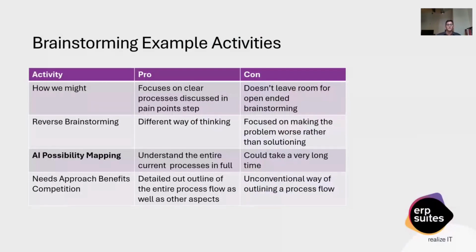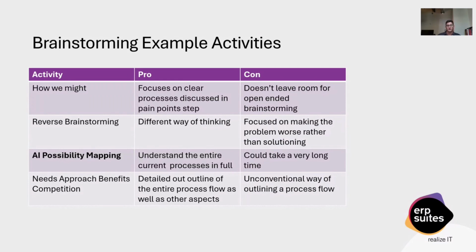So there's a few examples here. We have a How Might We activity, and that focuses on clear processes discussed in the pain point phase. We can do reverse brainstorming. It's just a different way of thinking where you think of the solution and get the current process, needs, approach, benefits, competition. These are all good potential brainstorming activities.